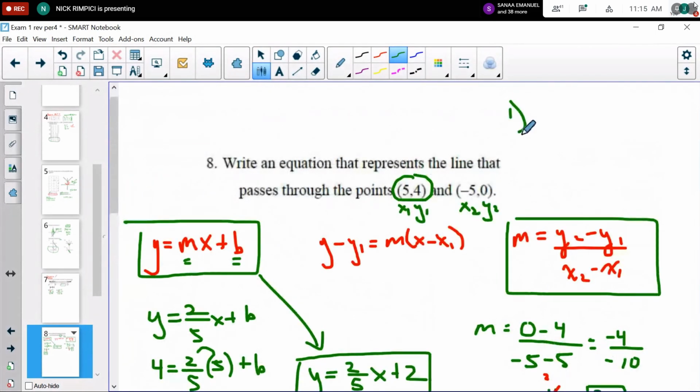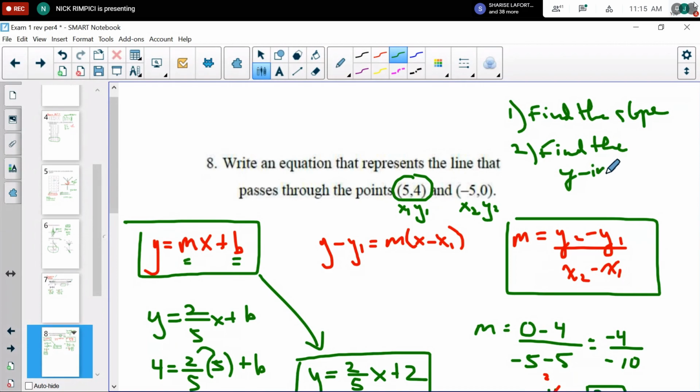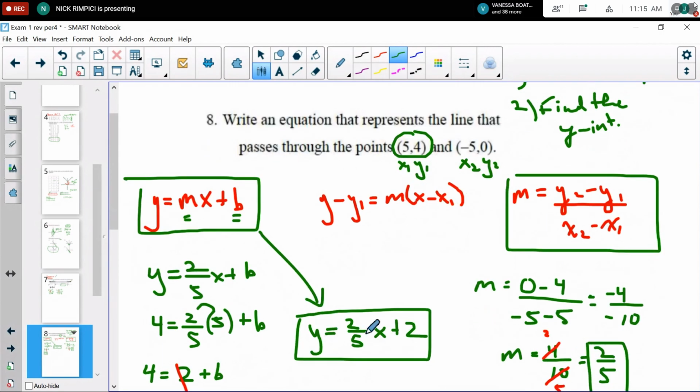The first thing you want to do is find the slope. And then after you do that, you want to find the y-intercept. Okay, but you have to get the slope first. Once you get the slope, it's easy to find the y-intercept. All right, and then you just write it in this equation.